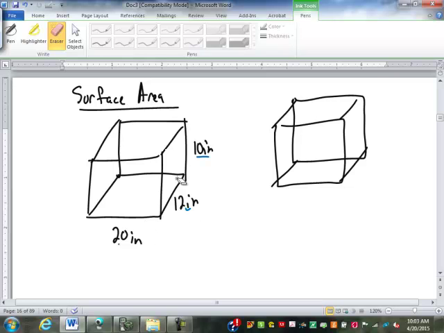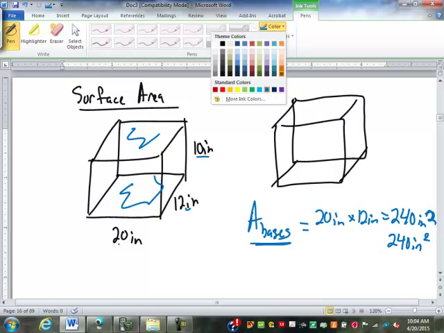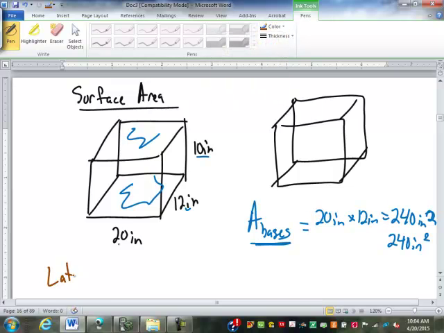So what we're going to do is define the area of the bases again. Notice it said bases and not just base, right? Because there's a base on the bottom, but the top is identical to it. So we have 20 inches by 12 inches, which is 240 square inches. And then there's another one on top that's identical to it. So 240 square inches is bottom and top. And then we're going to define something called lateral area, or lateral surface area, as it's sometimes called.